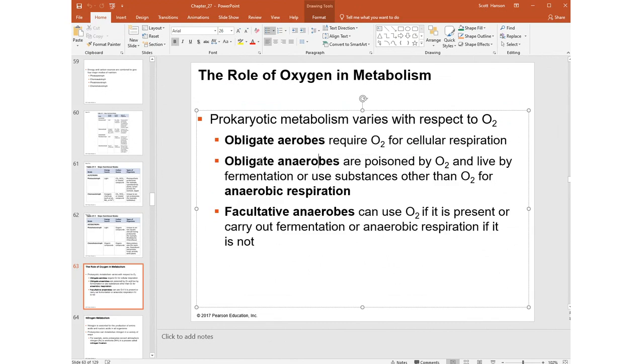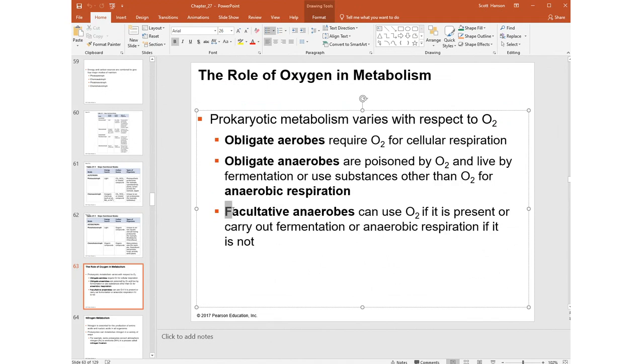They're required by their metabolism to live in areas that do not have oxygen, because oxygen is actually a poison for them. So they live by fermentation or other things that will give them energy, and they perform anaerobic respiration then. They break down food to get energy without having to use oxygen for those processes.